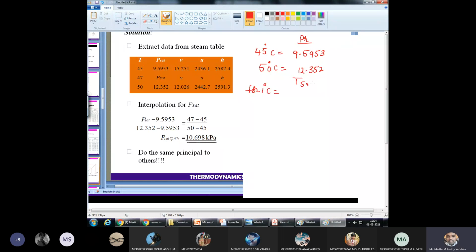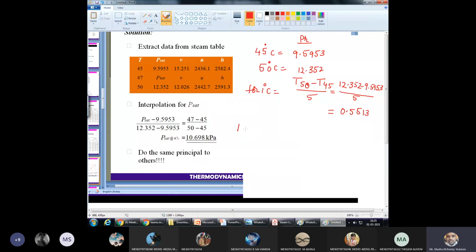For 1 degree, that is equal to (P at 50 minus P at 45) divided by 5. Getting or not? So P at 50 is 12.352. Can anyone open the calculator? 12.352 minus 9.5953, divided by 5. Please tell me how much this value is. Sir, 0.55. 0.5513. I got the same.